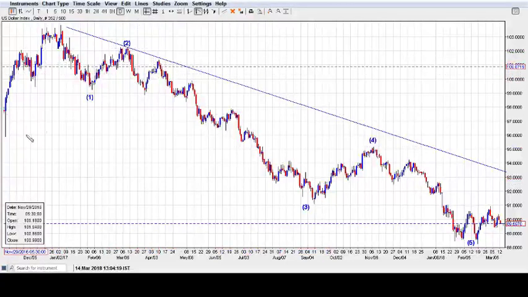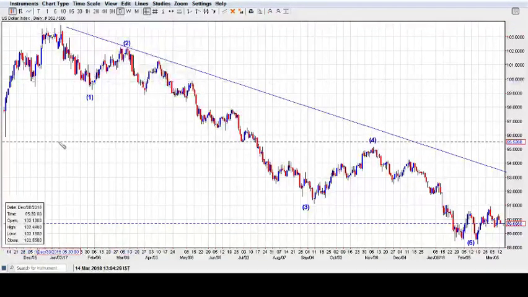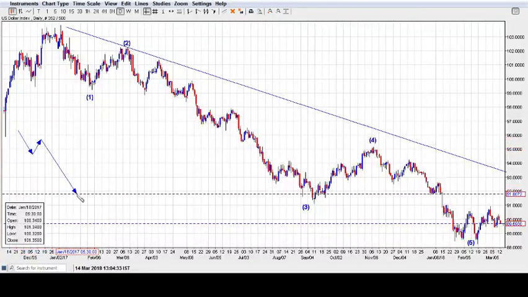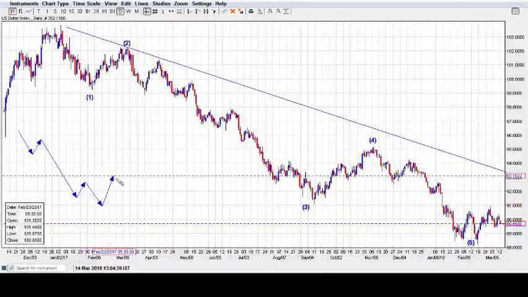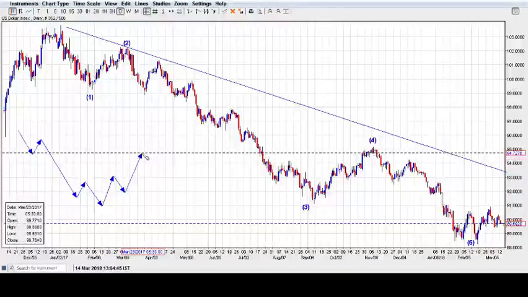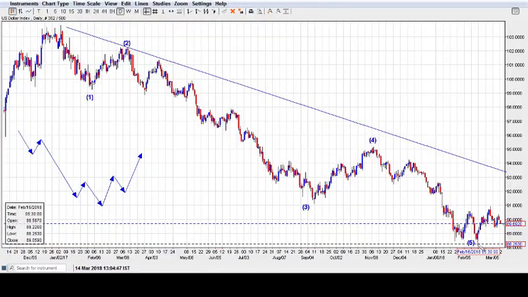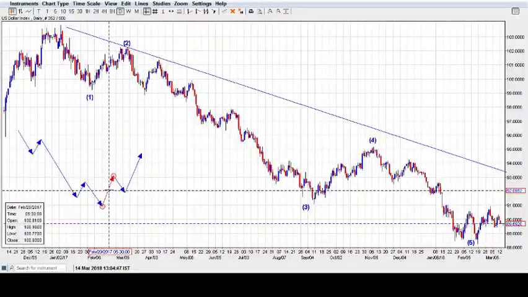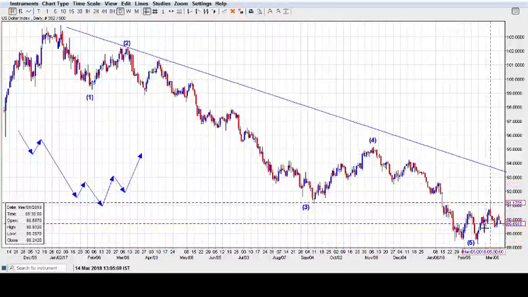Right, so 5 down should ideally be followed by 3 up. So we've got 5 down followed by 3 up. We're done here. We are done with 5. We are most likely beginning the first leg of the 3-wave corrective rally. Now this is just the first leg. I mean, we are just about beginning to cut loose on the first leg.